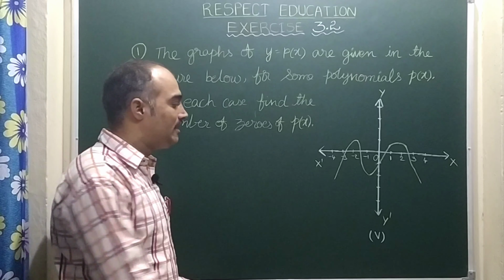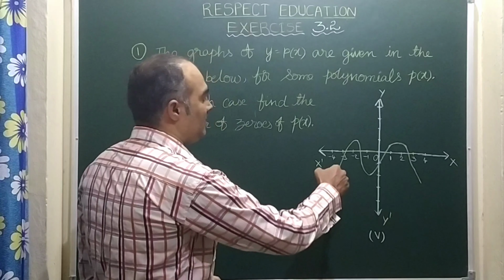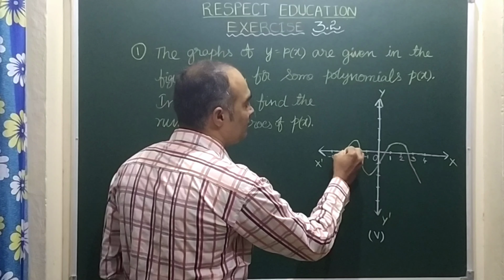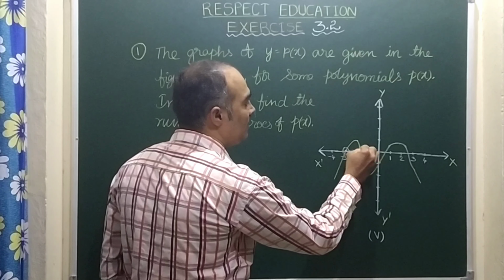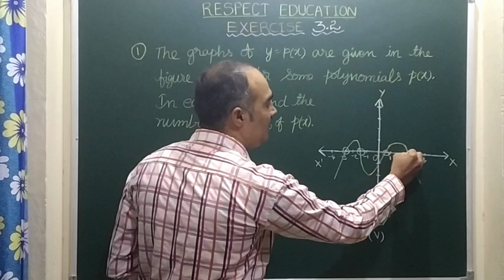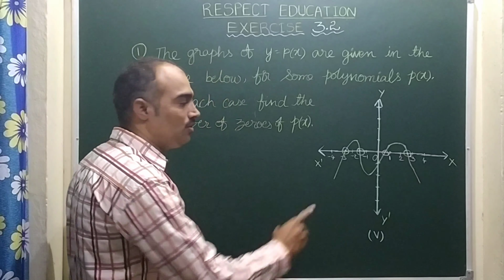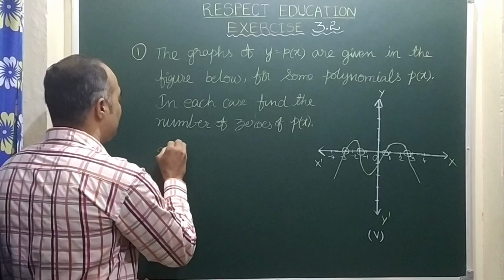Now let us do the next bit, that is the fifth bit. See here, the graph intersects the x-axis at 1, 2, 3, 4 points. So let us start the answer here.